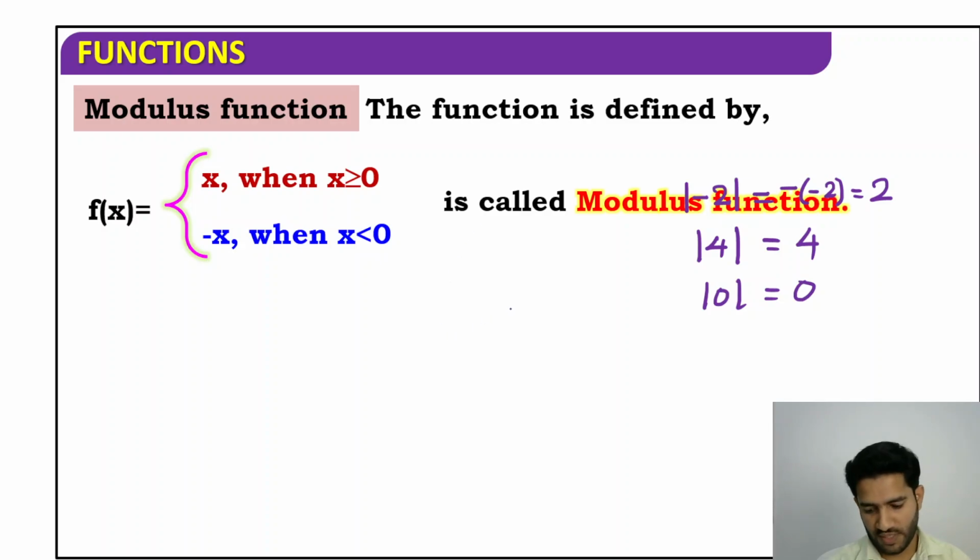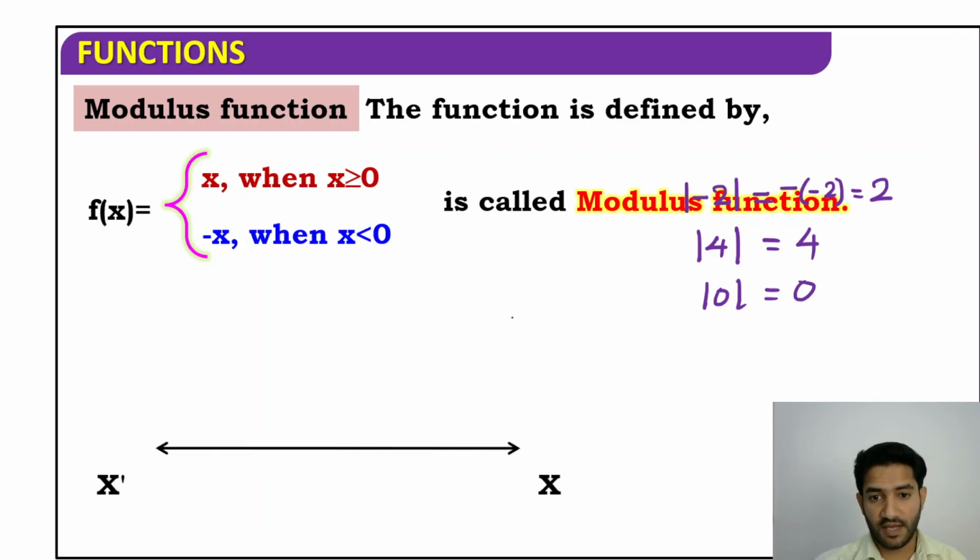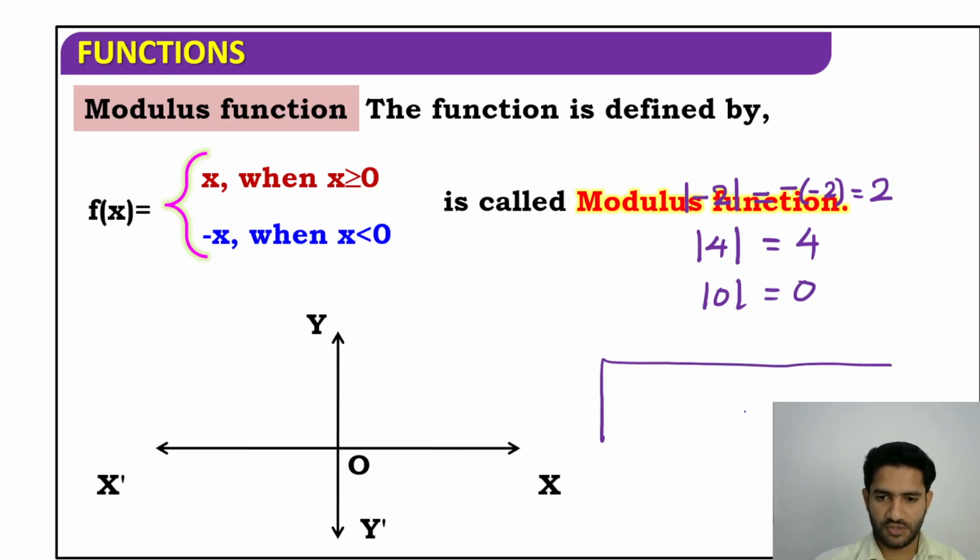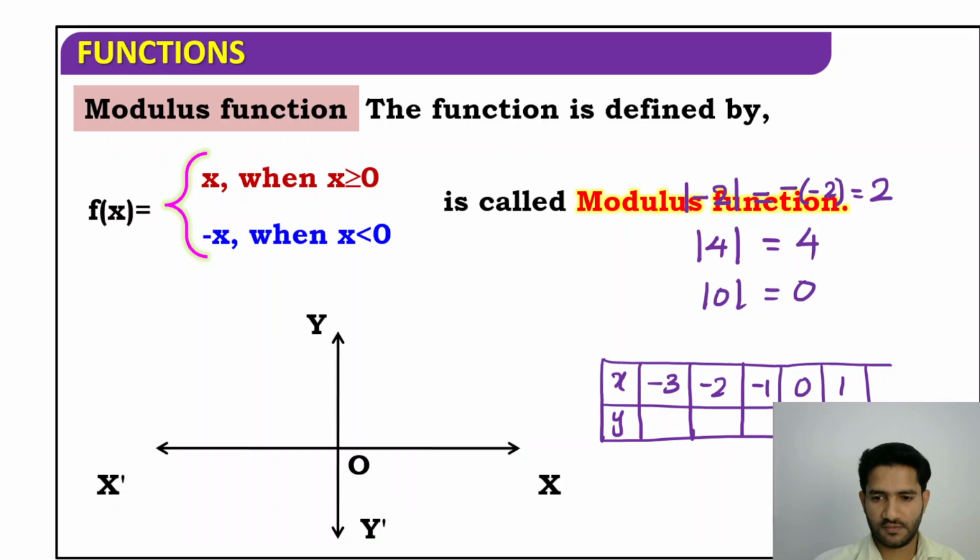So it's called the modulus function, and the graph, again, I know that it's very simple to draw the table for the modulus function. We are considering x values and y values: -3, -2, -1, 0, 1, 2 and 3.